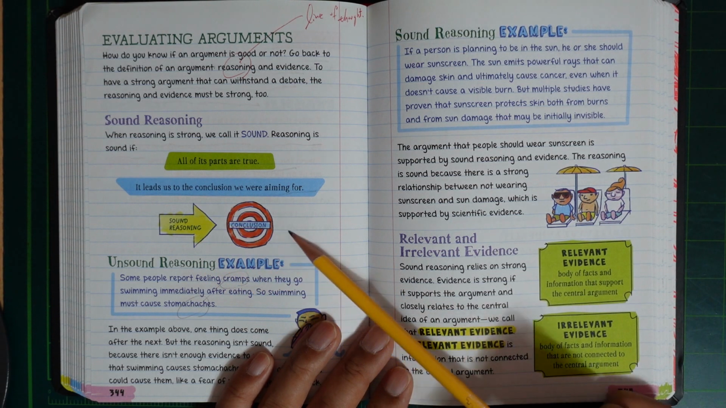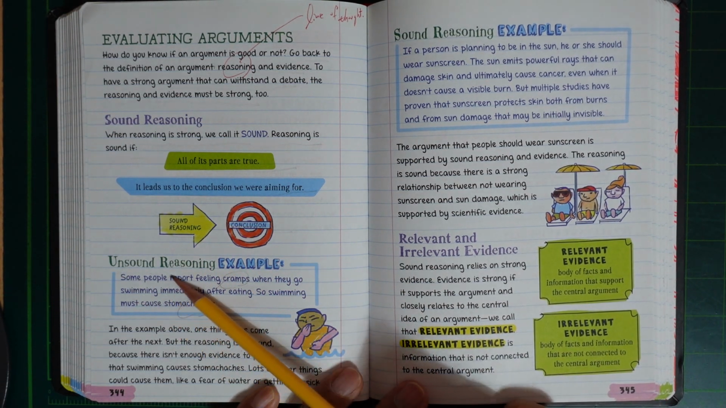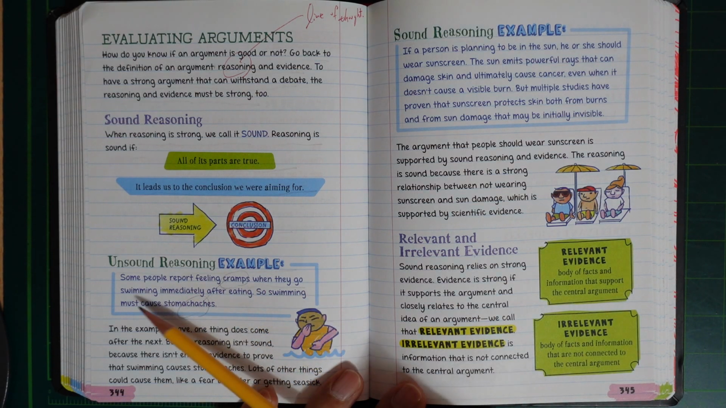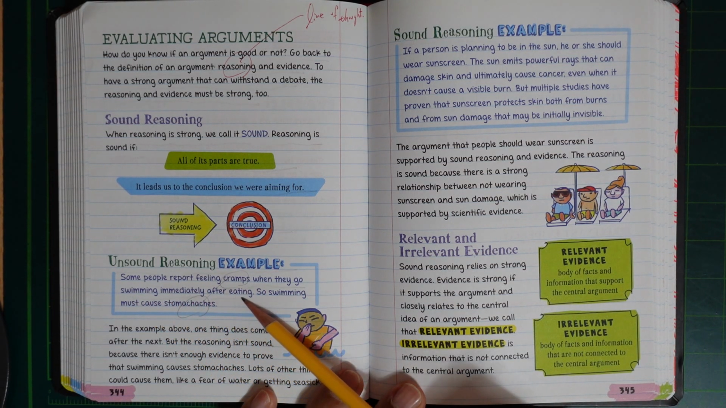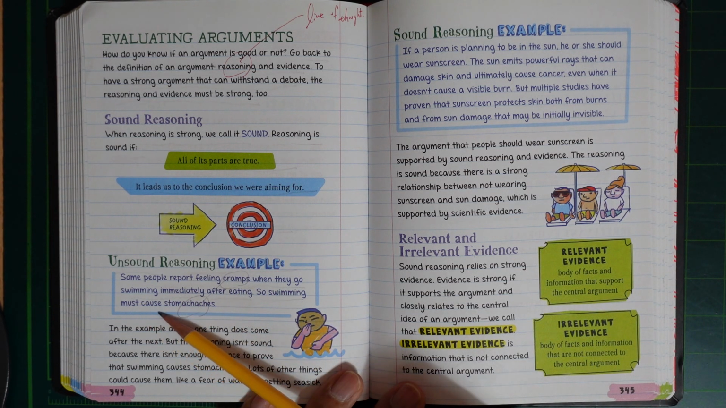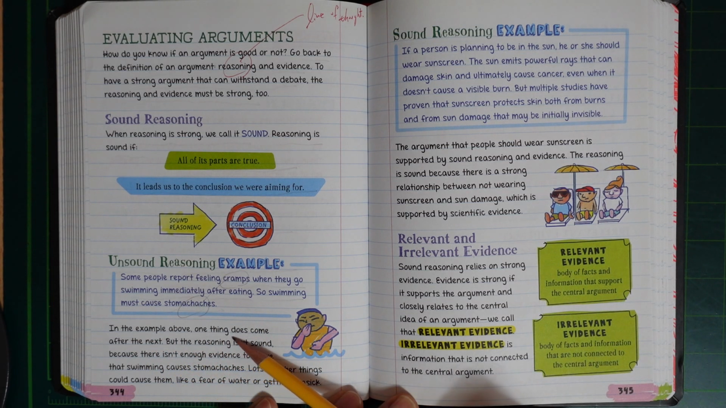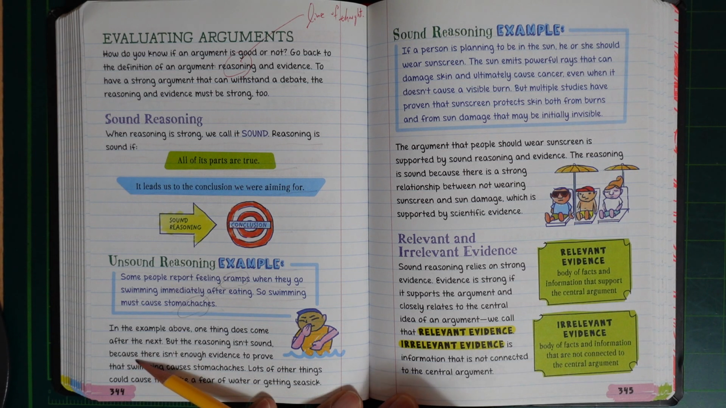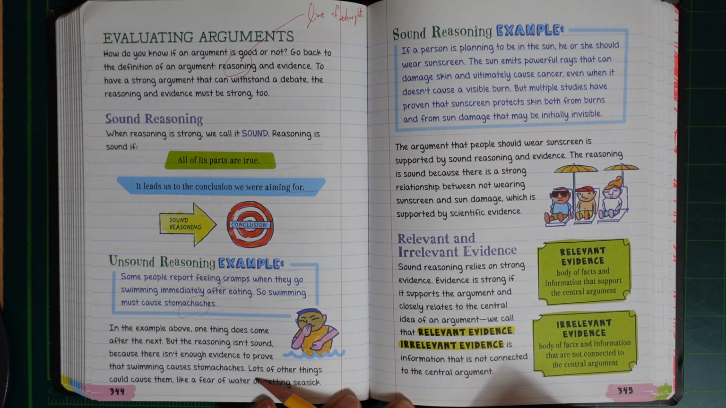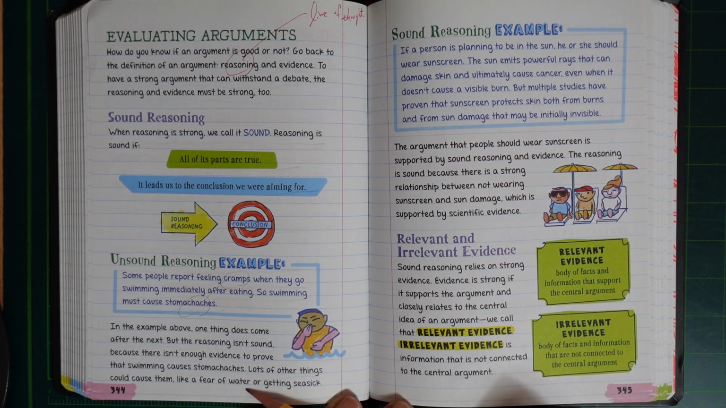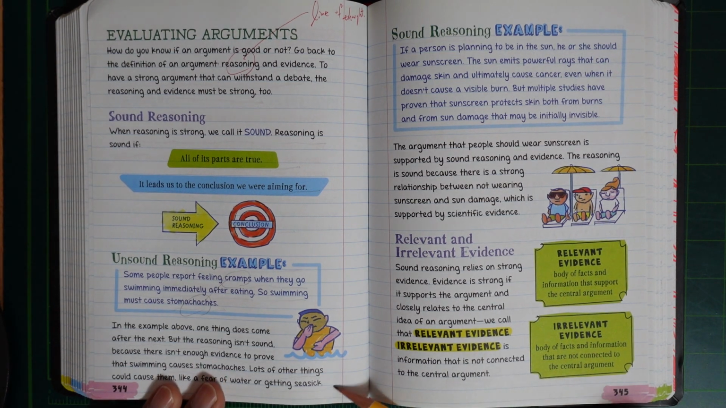Sound reasoning. Conclusion. Unsound reasoning. Example: some people report feeling cramps when they go swimming immediately after eating. So swimming must cause stomach aches. In the example above, one thing does come after the next, but the reasoning isn't sound because there isn't enough evidence to prove that swimming causes stomach aches. Lots of other things could cause them, like a fear of water or getting seasick.